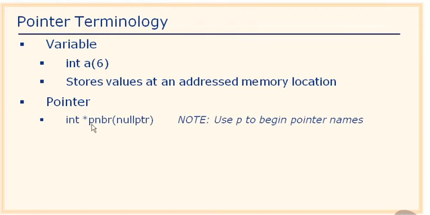We're going to create a pointer called pNbr, pointer number, if you will, and the asterisk tells us this is a pointer. It's going to hold types of integer, or it will point to integer. And notice here this P, and I've got a note here. When you create pointers, go ahead and put a P on the front.